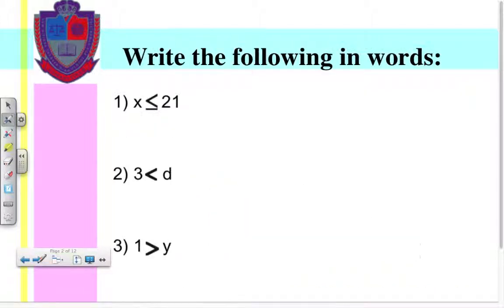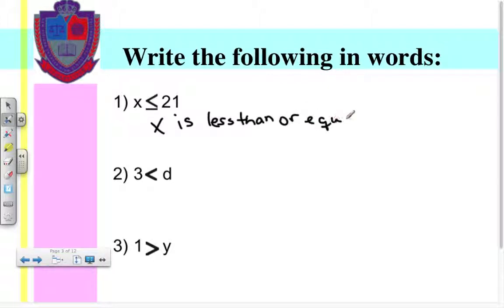What do I mean? Let's look at these examples. Write the following in words. The first one is x. I'm starting with my variable: x is less than or equal to 21. Start with your variable.